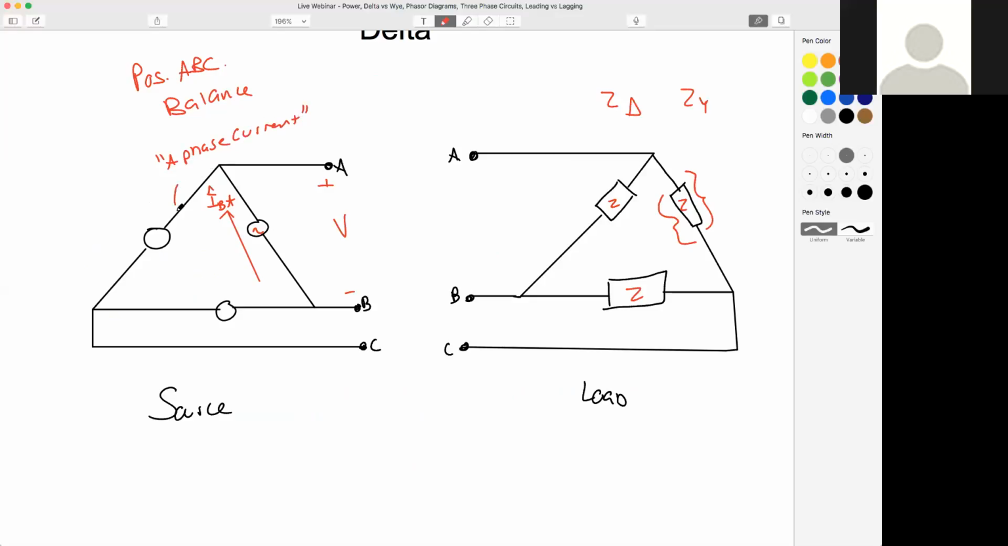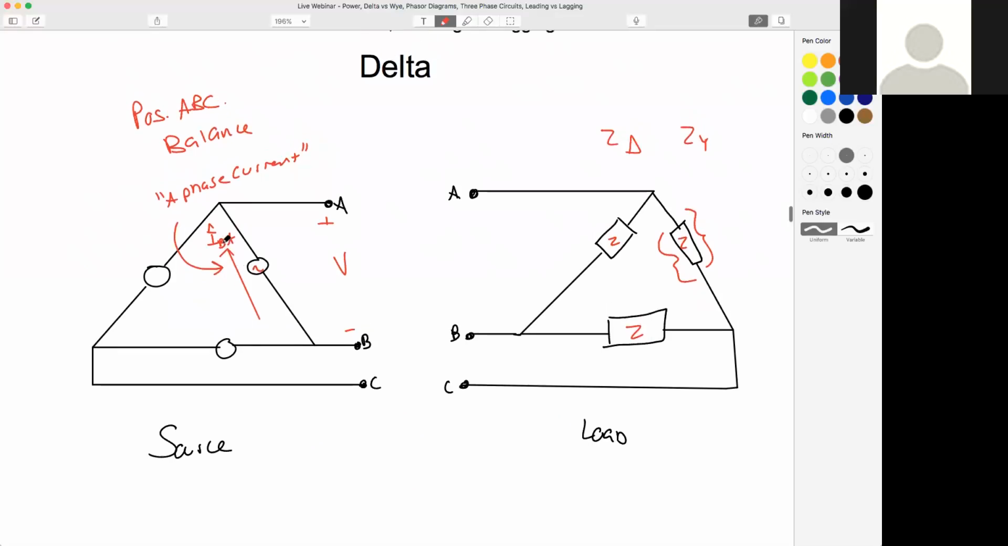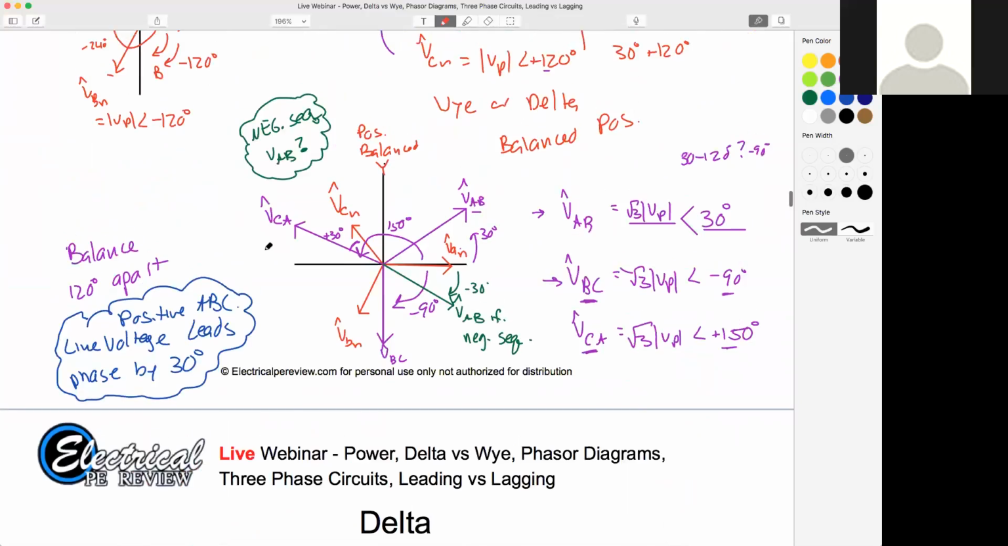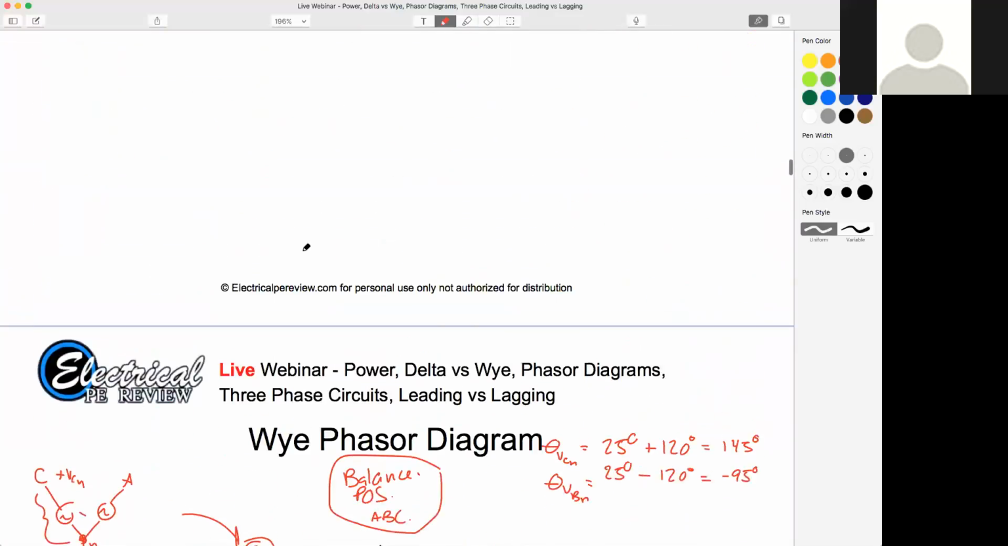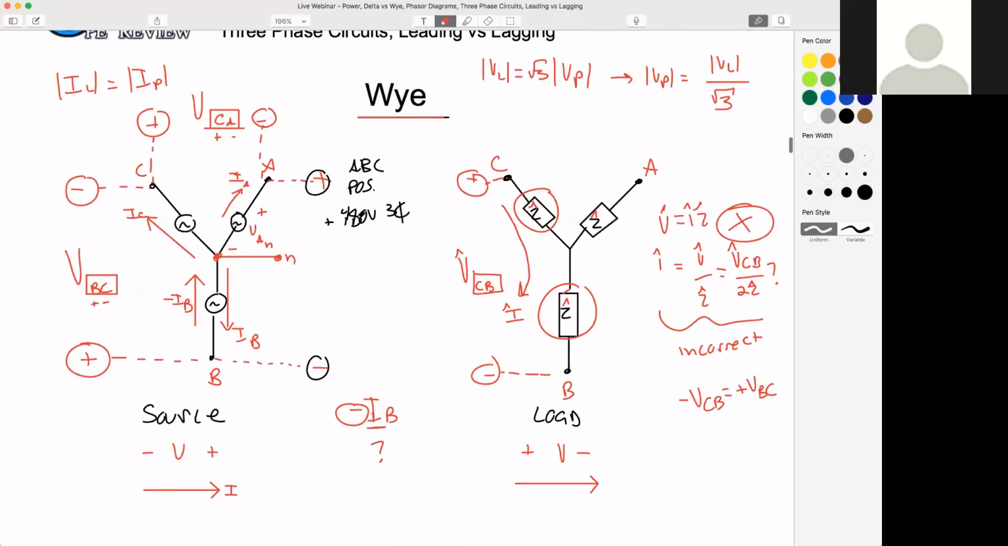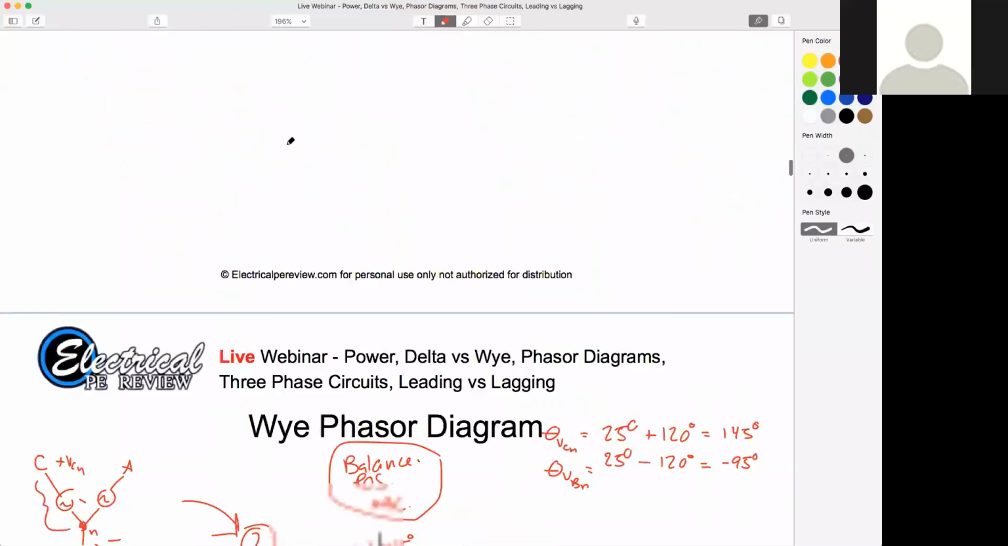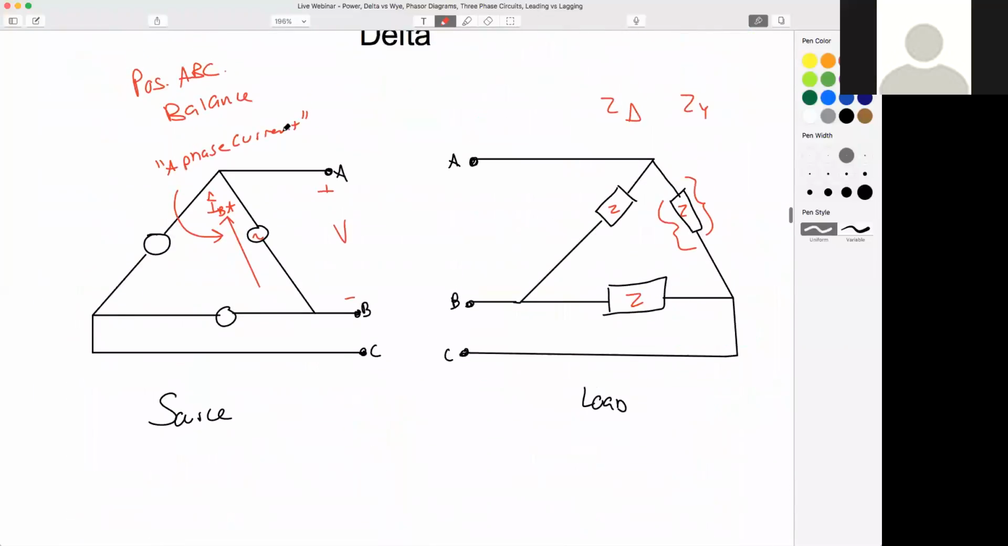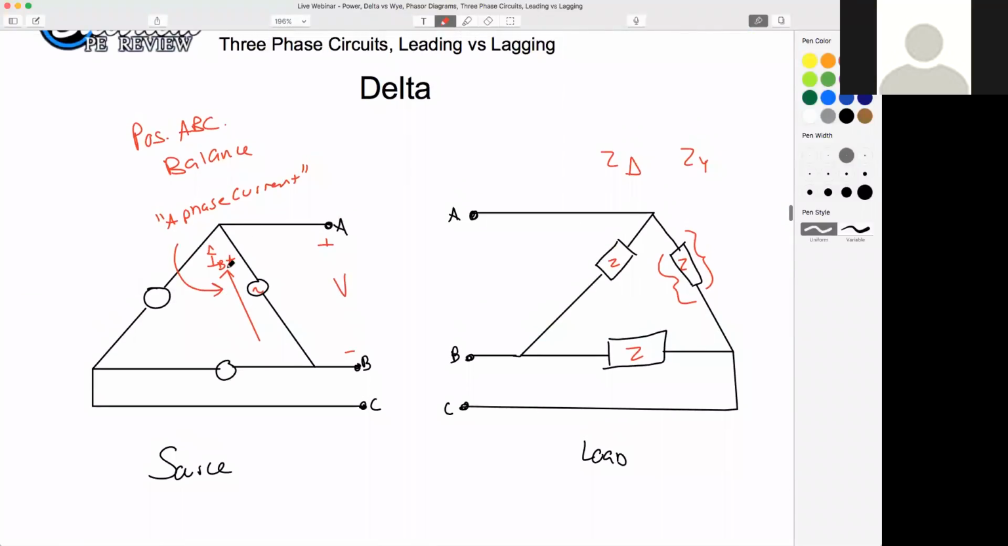One thing to look out for. When we were dealing with Y, the only time we had two letters for our subscripts was when we had a line value, like up here, when we have VCA, we know that's a line voltage from C phase to A phase. But when we're dealing with delta, when we have two subscripts on our current, that's actually going to be our phase current, because this time we have a direction from B phase to A phase.